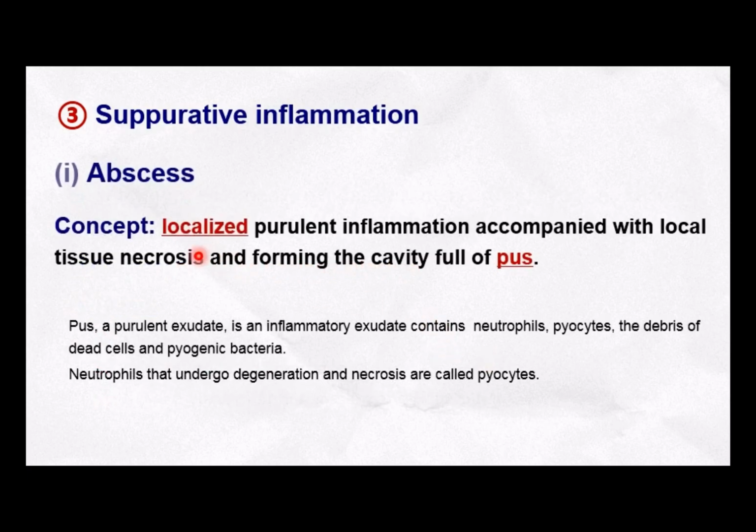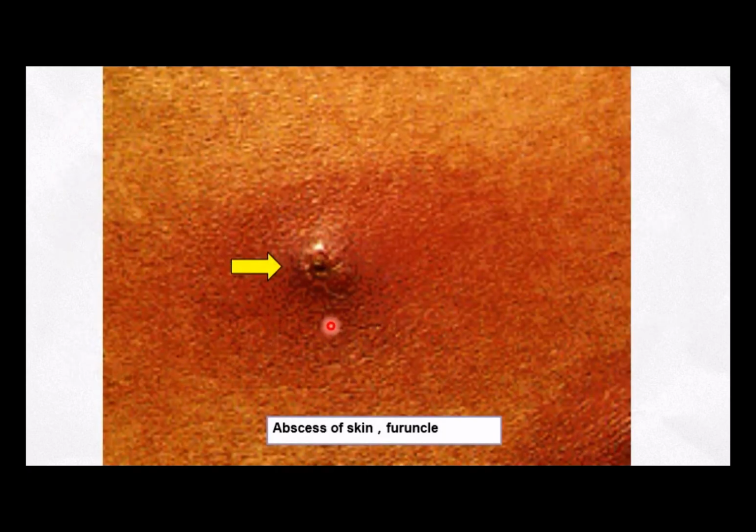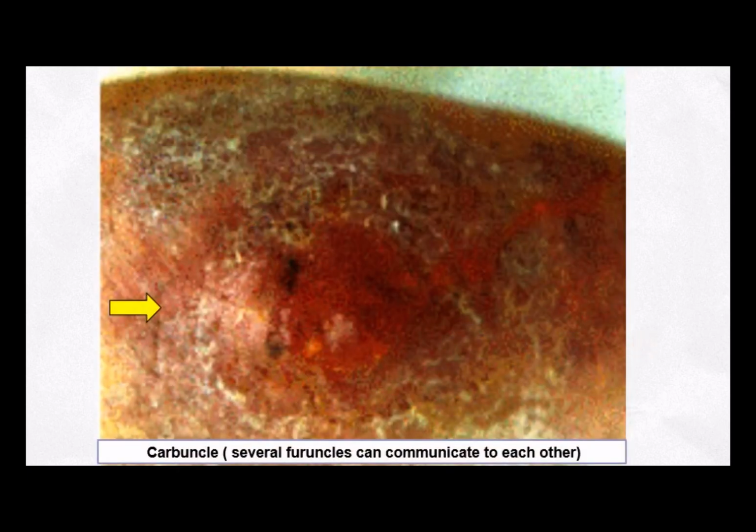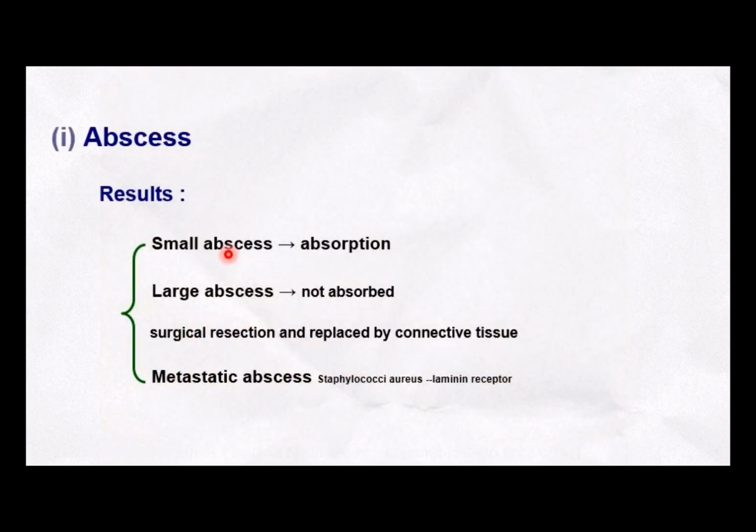An abscess is a localized collection of pus in an organ or tissue. Pus is a purulent exudate, containing neutrophils, pyocytes, necrotic cells, and pyogenic bacteria. Pyocytes are the necrotic or degenerated neutrophils. This is a furuncle, an abscess of the skin. Several furuncles can communicate with each other and form a carbuncle. Small abscesses may be absorbed. Large abscesses need surgical resection.